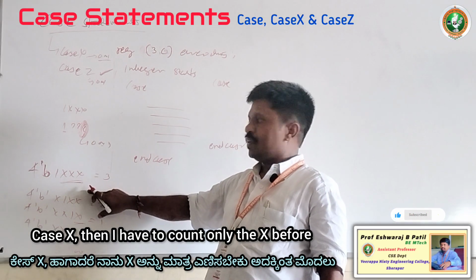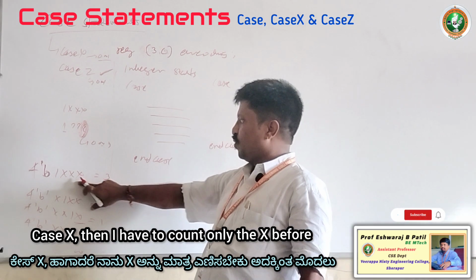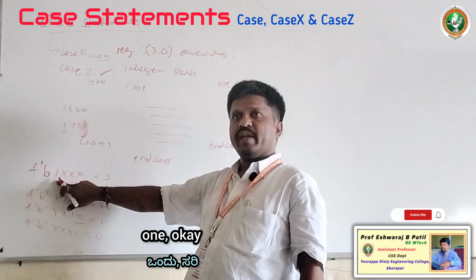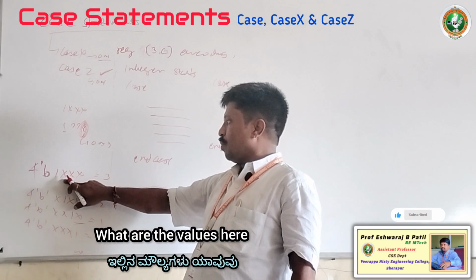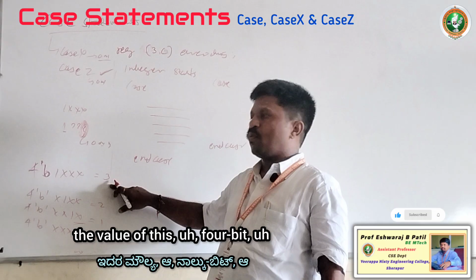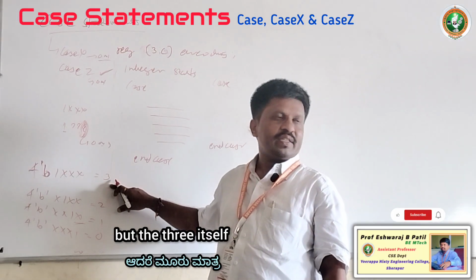In casex, I have to count only the X's before the high value, that is the high position of that 1. Okay, binary 1. What are the values here? The number of X's are how many? 3 here, so the value of this 4-bit 1XXX is nothing but the 3 itself.